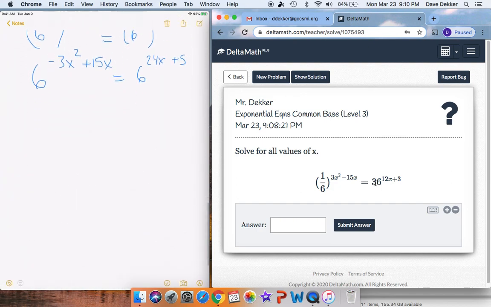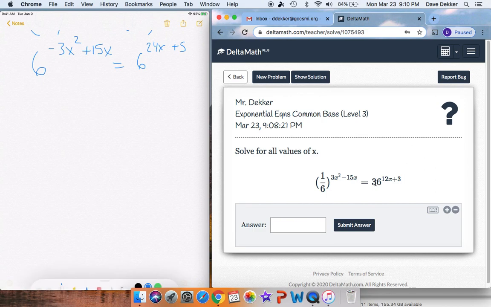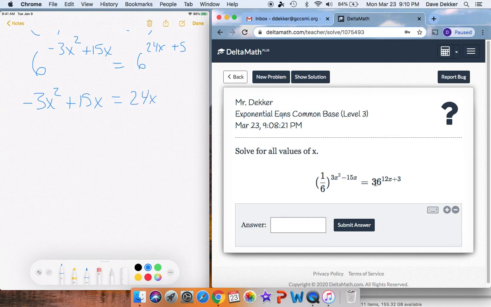Okay, and just like we did before, what all of this means is that the powers now have to be the same. The bases are the same, so in order for them to be equal, negative 3x squared plus 15x has to equal 24x plus, oh, let's see, did I make a little mistake there?